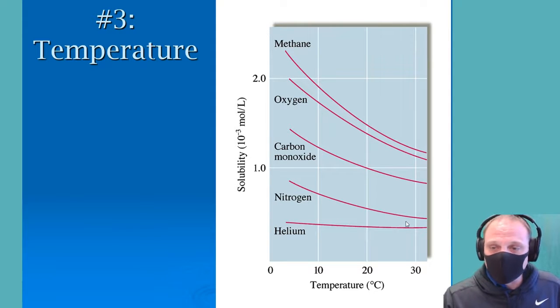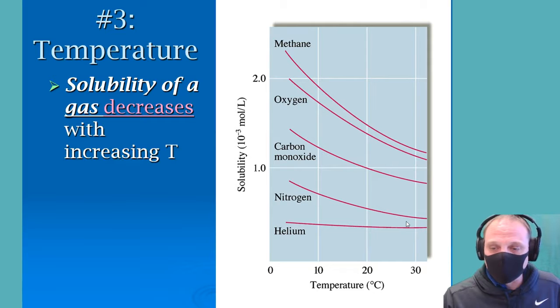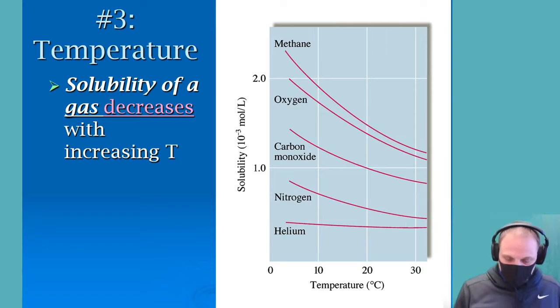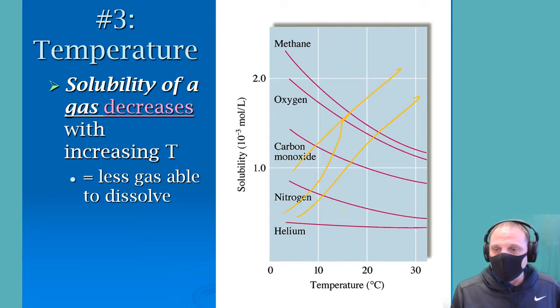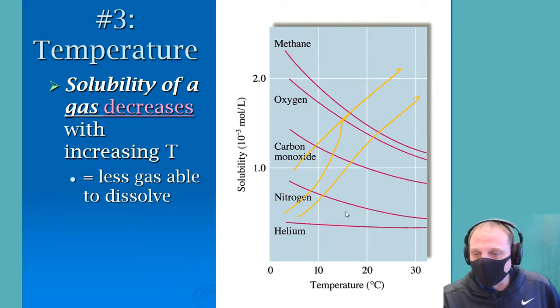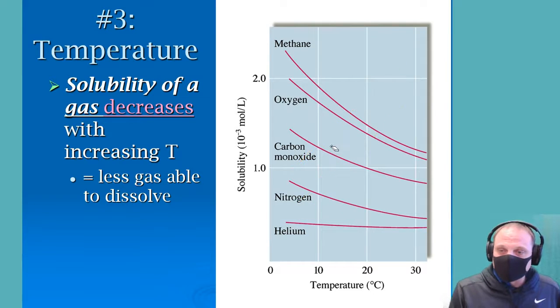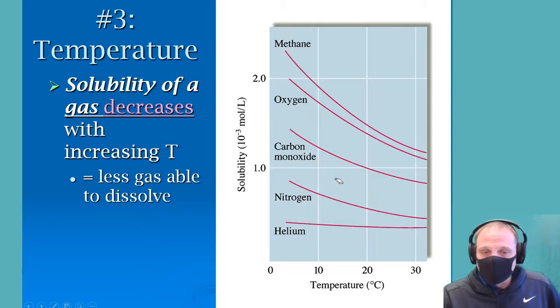Finally, let's look at temperature's effect on the solubility of gases, and then we'll talk about the solubility of solids as well. So a temperature increase is going to decrease the solubility of gases. Now if I were looking at solids, we would be looking at lines going in exactly the opposite direction. The lines for solids would go up with a positive slope, and the lines for gases have a negative slope.